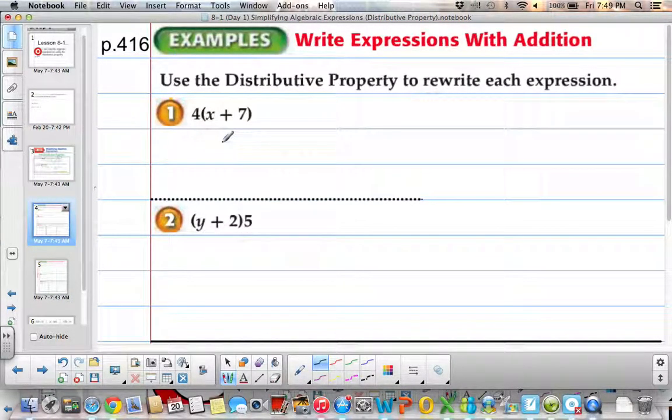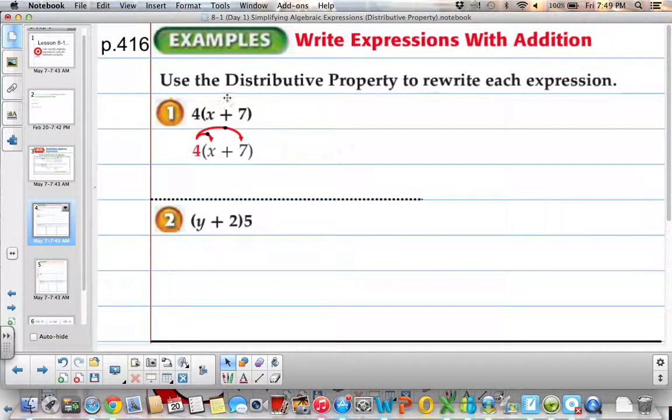Okay, so if we want to use the distributive property to rewrite each of these expressions, first we would distribute our 4 out to the x and to the 7, which would be 4 times x plus 4 times 7. And then we would add 4x plus 28. This is our simplified version because we aren't told what x is, so then we would leave it as 4x plus 28.